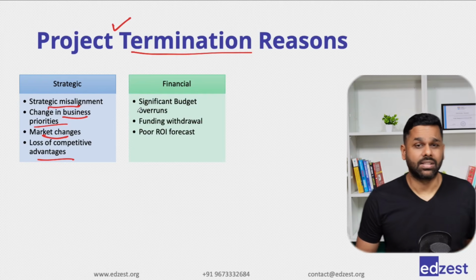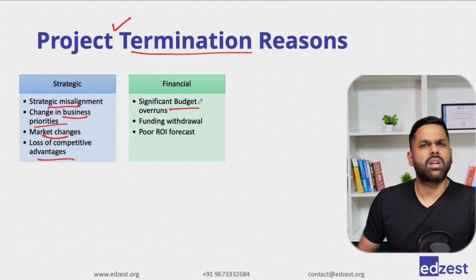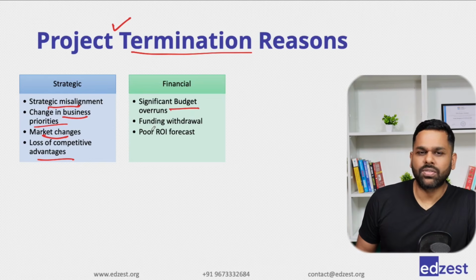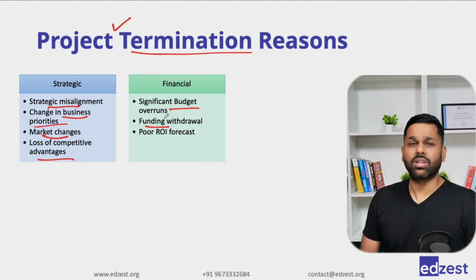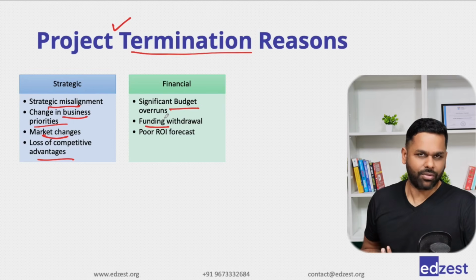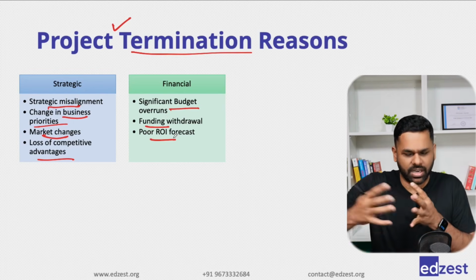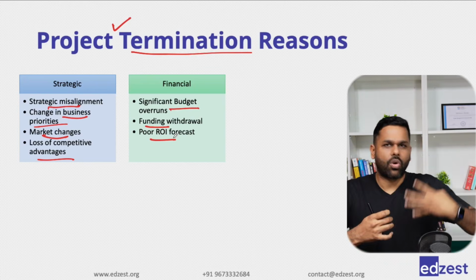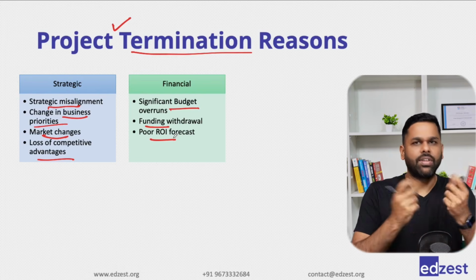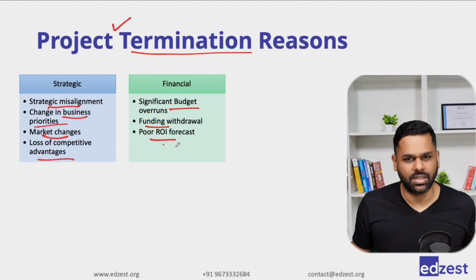Second, financial reasons. We are doing a project and we realize that the budget has overrun significantly. Now we don't have money in the project, we cannot do it. Somebody who was funding the project, the bank loan or the investor, has withdrawn the funds for any reason. We'll have to terminate the project. We do a lot of return on investment forecasting every time we do a project. Monthly or quarterly, we check whether this project will be successful, what type of returns we will get. If the forecast says no returns, financially you can terminate the project.